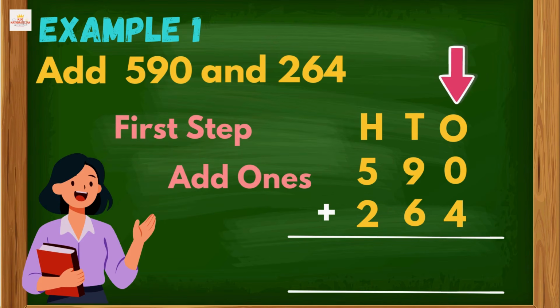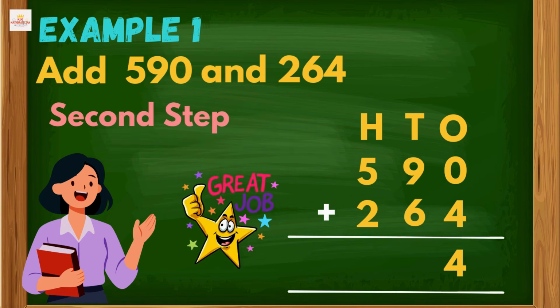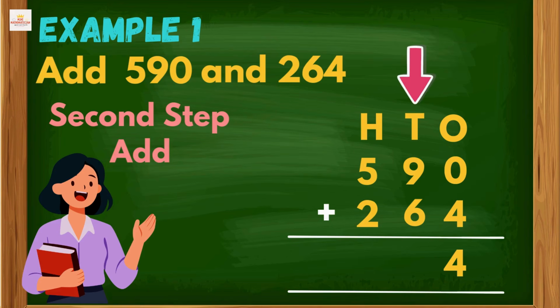We have 0 and 4. Remember, when we add 0 to any number, the number stays the same. So, 0 plus 4 equals 4. Let's write 4 in the ones place. Now, what is the second step? Great job! Add the tens.